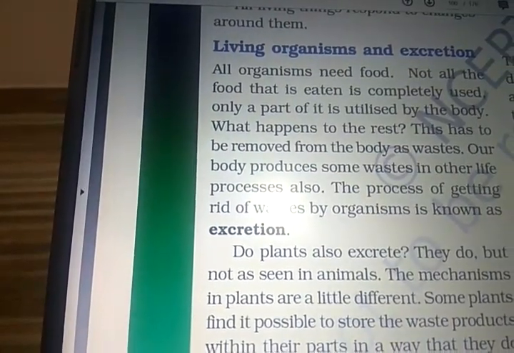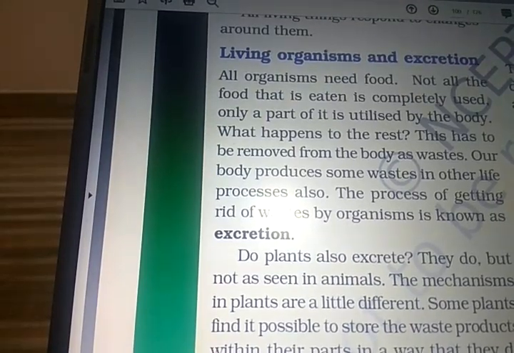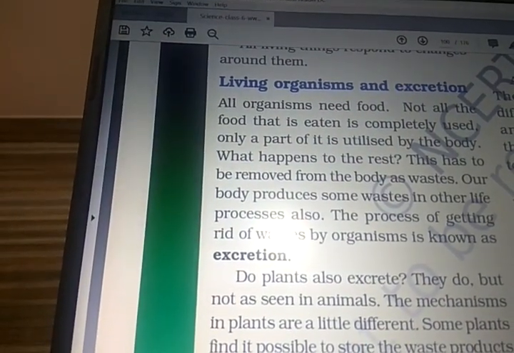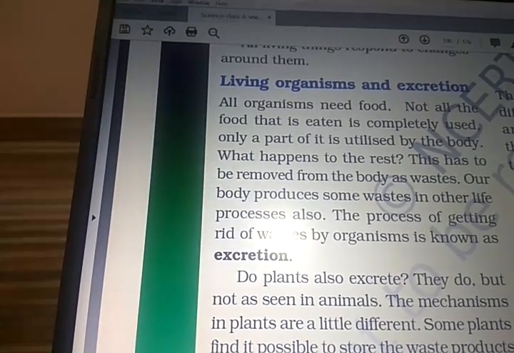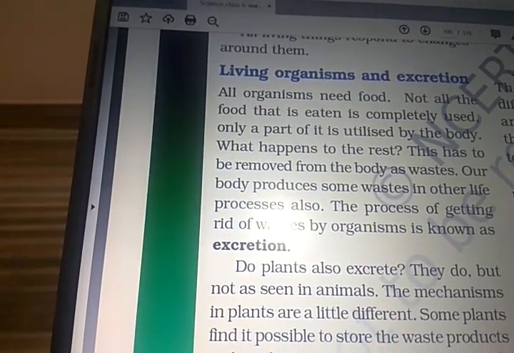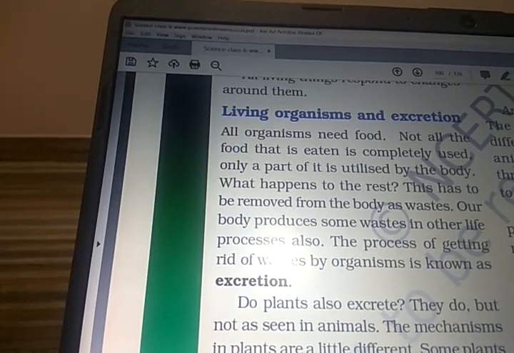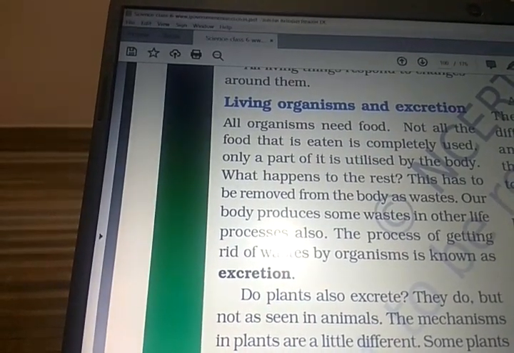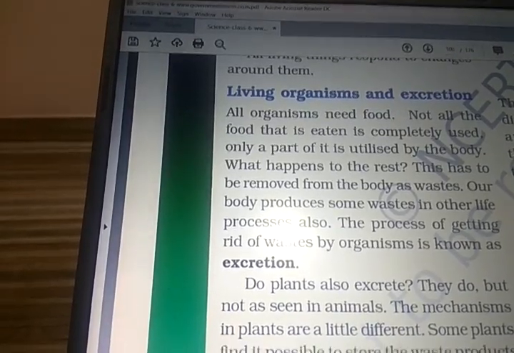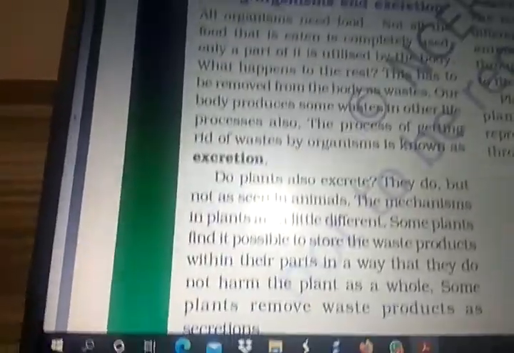Next characteristic of living organisms: excretion. All organisms need food. Not all the food that is eaten is completely used, only a part of it is utilized by the body. What happens to the rest? This has to be removed from the body as waste. So our body produces some waste in other life processes also. The process of getting rid of waste by the organism is known as excretion, right?